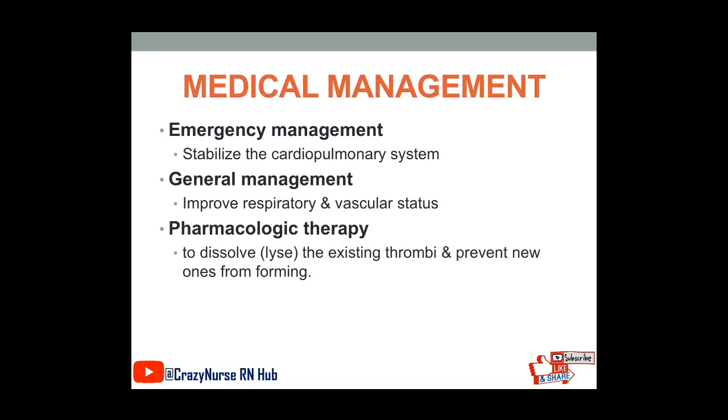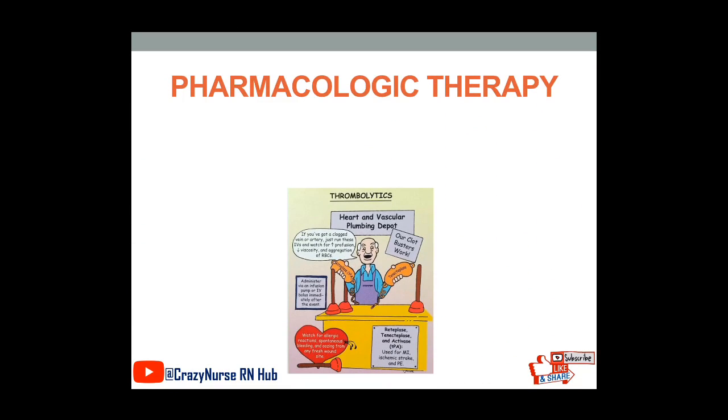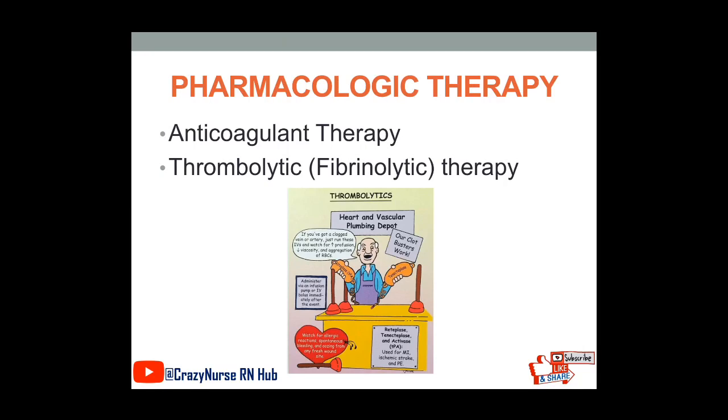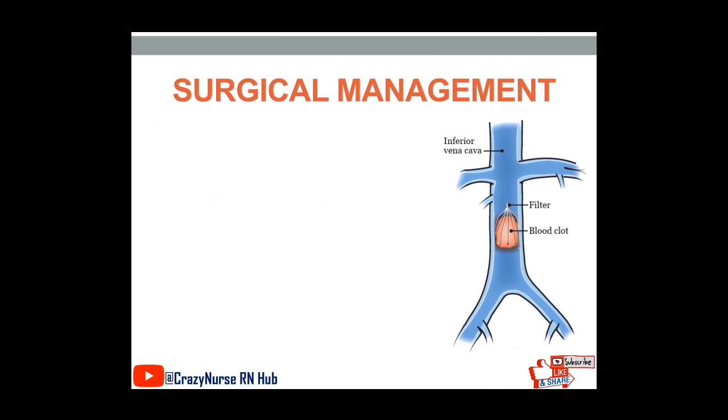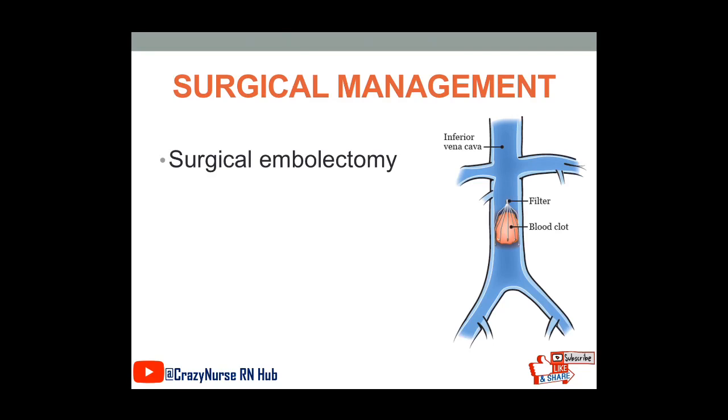Next, we have your pharmacologic therapy. It is to dissolve or lyse the existing thrombi and prevent new ones from forming. And we also have your surgical management. For your pharmacologic therapy, we use the anticoagulant agents or therapy. Then we have your thrombolytic, fibrinolytic therapy. For the surgical management, we have your surgical embolectomy.